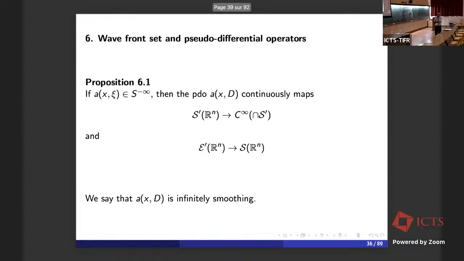So finally, the differential operator, which is in the class S minus infinity, will send any temperate distribution, in particular the compactly supported distribution, to a smooth function. It is infinitely smooth.